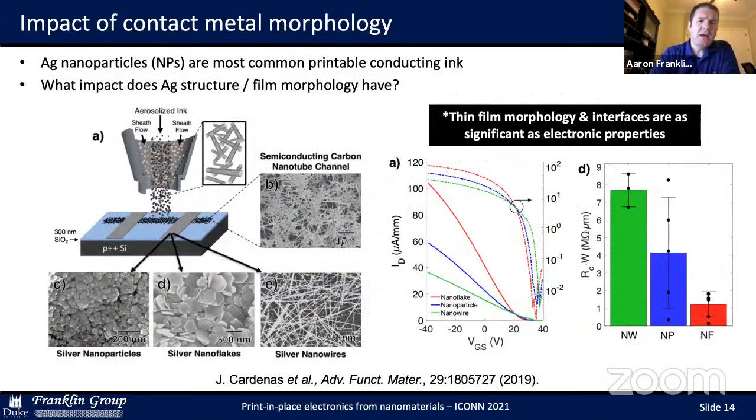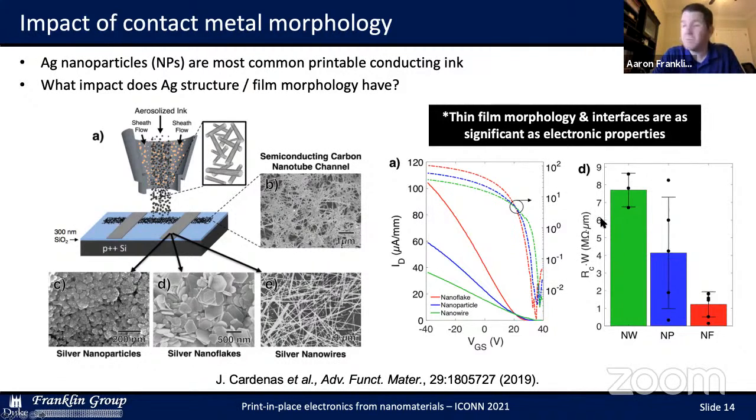So first, we've studied things like the film morphology for contacting printed semiconducting nanotubes. In this case, silver is the most popular of nanostructured metallic inks for printed electronics. And we explored the use of nanoparticle, nanoflake, and nanowire silver to see if they generated a different performance result for printed nanotube devices. And you can see, in fact, they did.